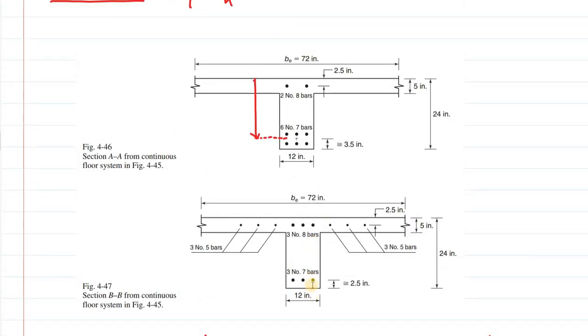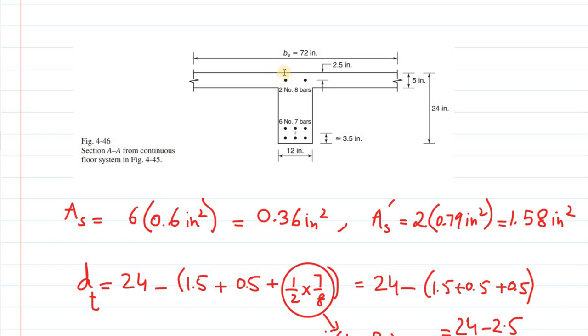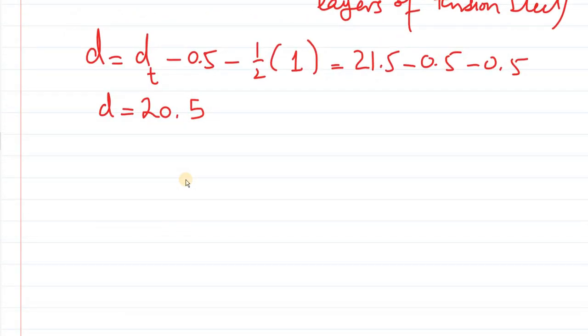Based on what we have discussed for the bottom bar, we are here for this section AA. D prime is the distance from this compression face to the centroid of this compression reinforcement. Based on what we have discussed for the extreme layer of tension reinforcement, it is 1.5 inch plus dia of the stirrup plus half dia of the longitudinal bar. You can again write down this would be 2.5 inch. So D prime is 2.5 inch.